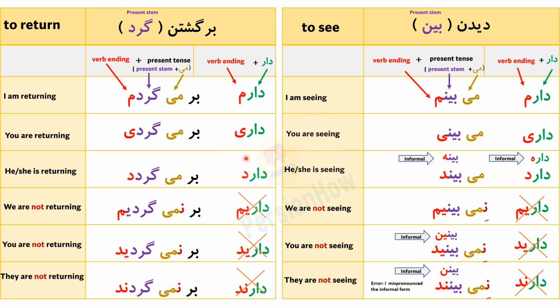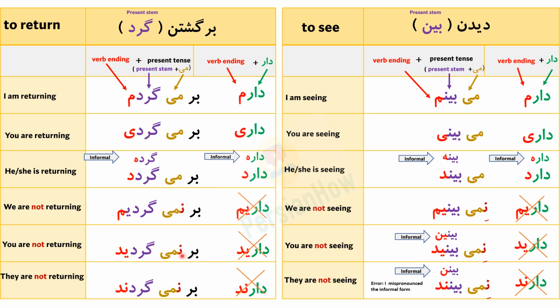Let's go over to the left side. دارم برمیگردم. داری برمیگردی. دارد برمیگردد. بر نمیگردیم. بر نمیگردید. بر نمیگردند. Let's see the more informal version. So دارد changes to داره. برمیگردد changes to برمیگرده. So داره برمیگرده.